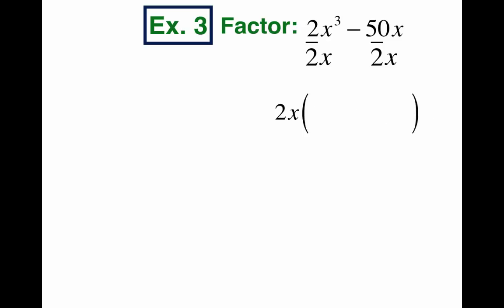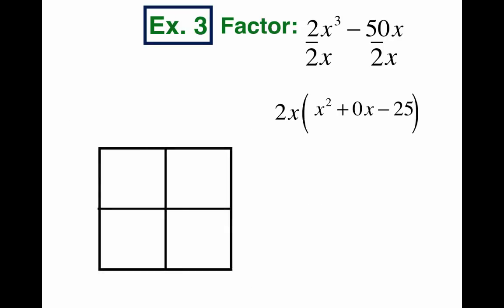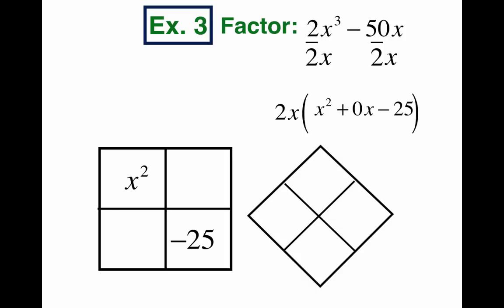But I'm going to rewrite that. I'm going to write that as x squared plus 0x minus 25. That way I have my ABCs for my rectangle. So put that 0x in the middle and let's solve. X squared goes in the corner, negative 25 goes across from it. Then we're going to set up our diamond. And when we set up our diamond, we are going to be multiplying x squared times negative 25. And that'll be the top of our diamond, which is negative 25x squared.